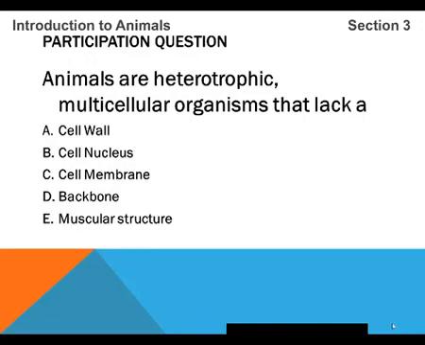So first participation question. Animals are heterotrophic, multicellular organisms that lack what? A, a cell wall, B, a cell nucleus, C, cell membrane, D, backbone, E, muscular structure. If you're unsure of the answer, now would be the time to go back to the previous slide and review it.